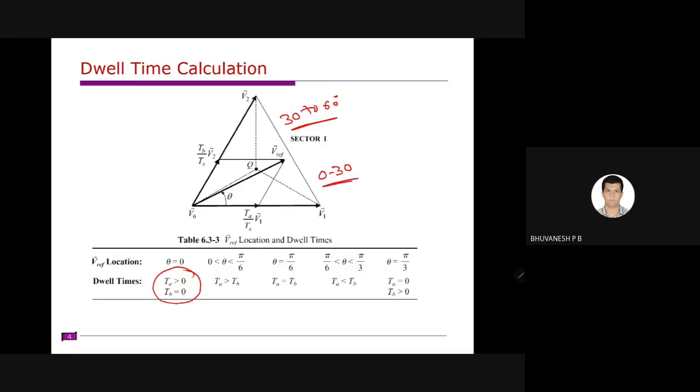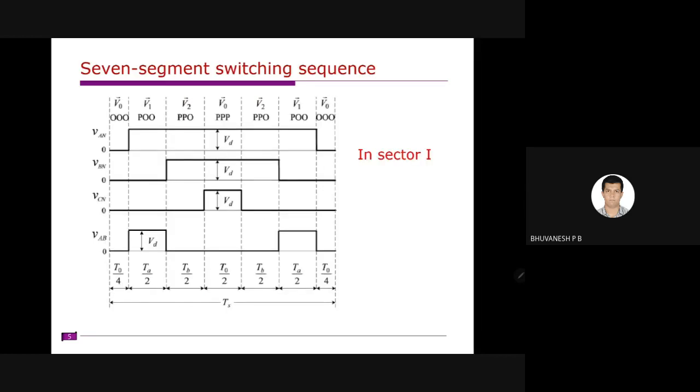When it is in 0 to 30 degrees, it has more influence from V1. When it changes from 30 to 60 degrees, there is a stronger influence from the V2 vector, right? When it is exactly 30 degrees, both TA and TB are the same. That we already discussed, right? So this is the TS period.